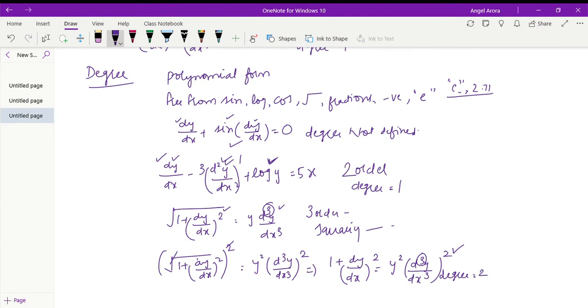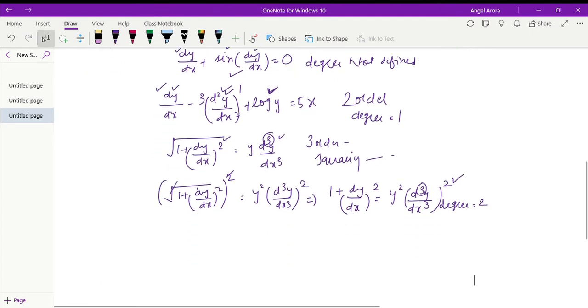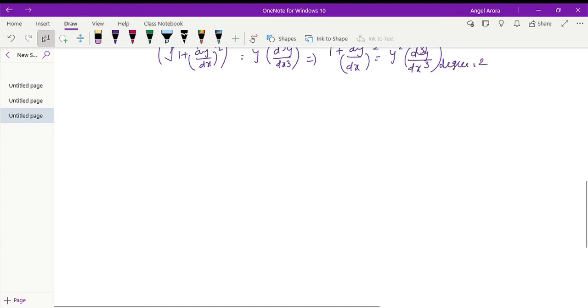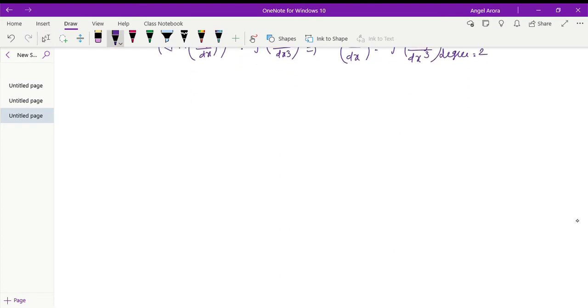So without wasting a second, let's now start exercise 8.1 from M.L. Aggarwal, Applied Mathematics. We will solve each and every sum here with full explanation.